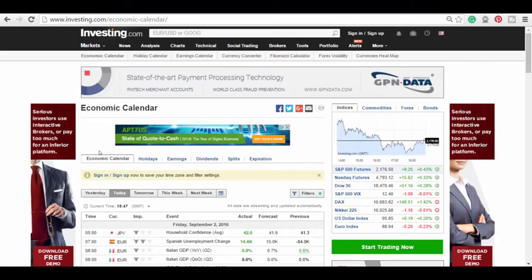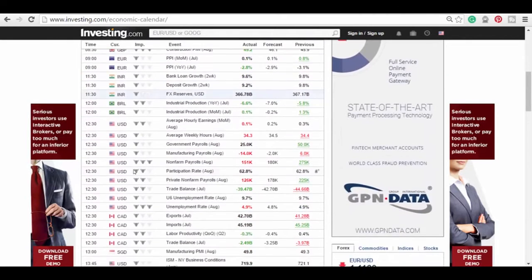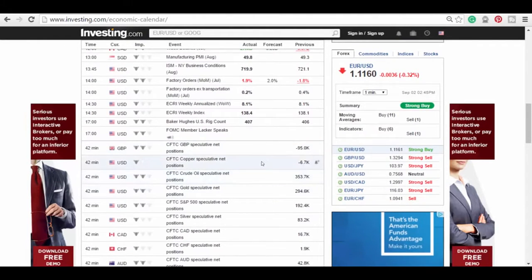Now let's take a look at the economic calendar. If you go to investing.com, this is one of the sources I check for the major news. So right now the time is 18:47 and here are all the news, and it looks like in 42 minutes we have GBP moderate news coming up. It's CFTC speculative news. And also for USD we have speculative news coming up. You know what? Since I am going to be testing this platform, I am going to go ahead and test during that period so we can see how the application does.